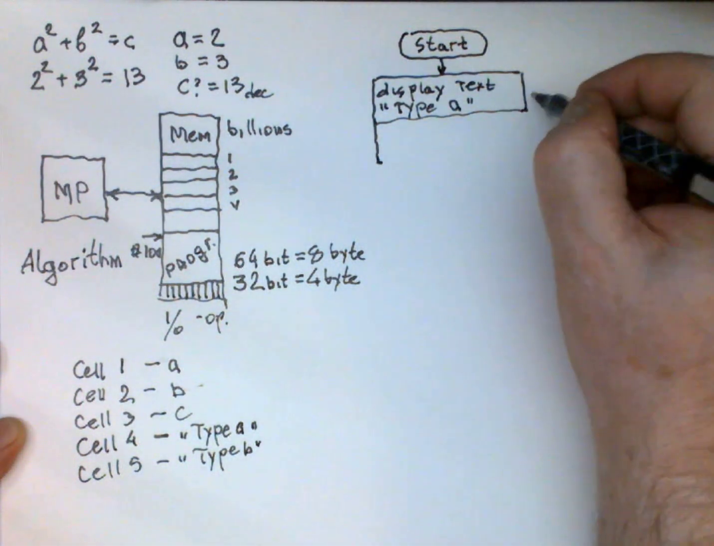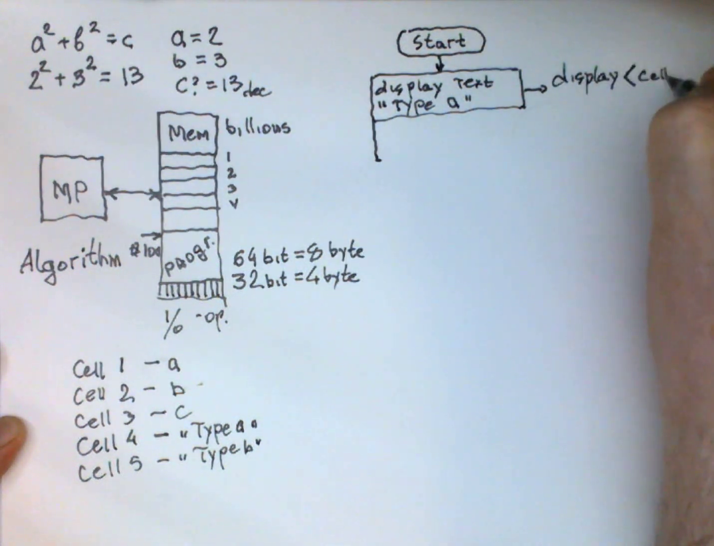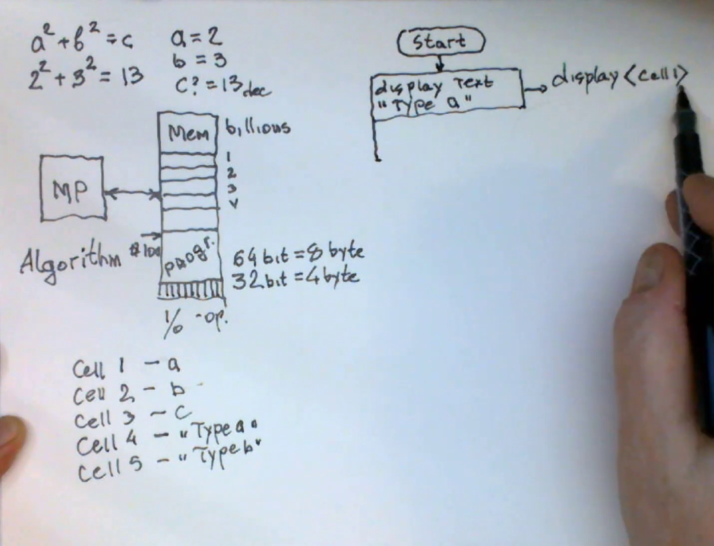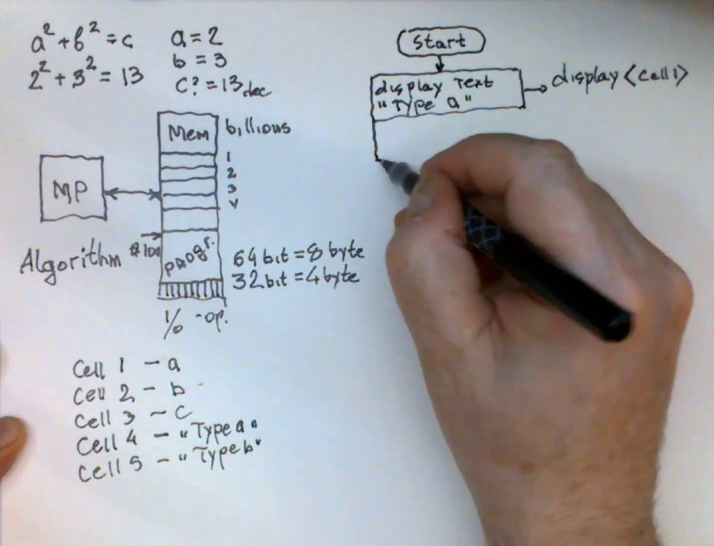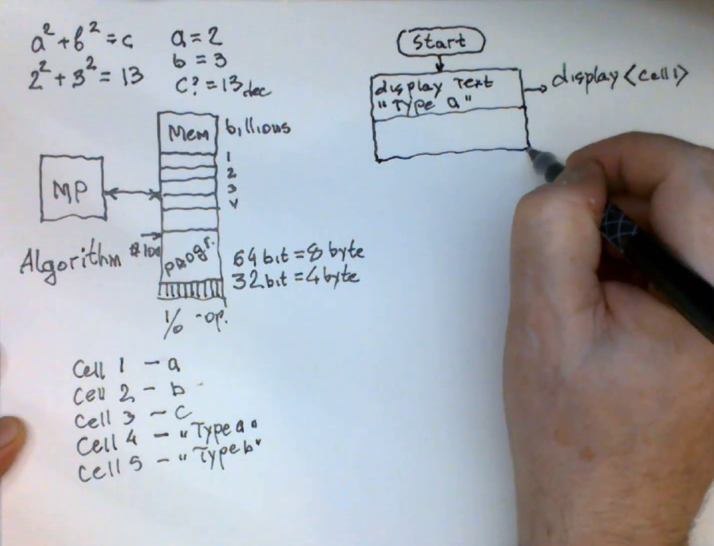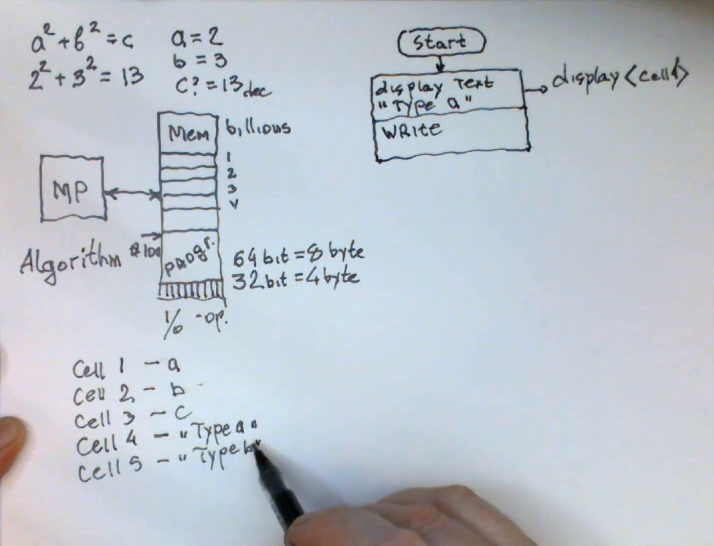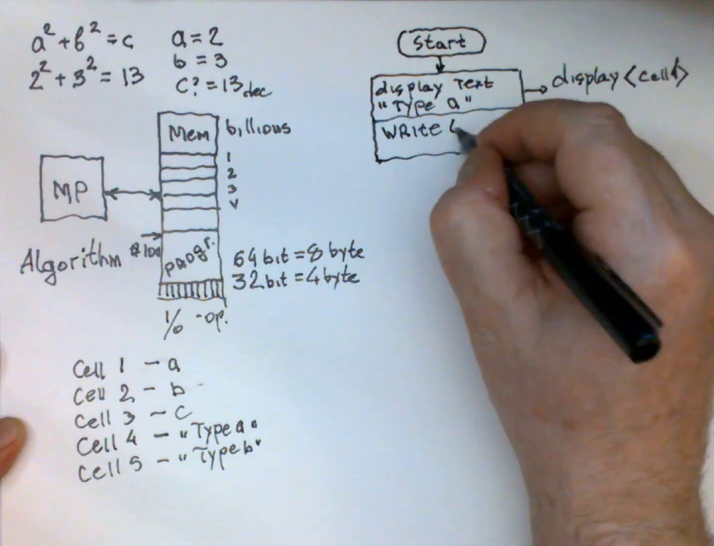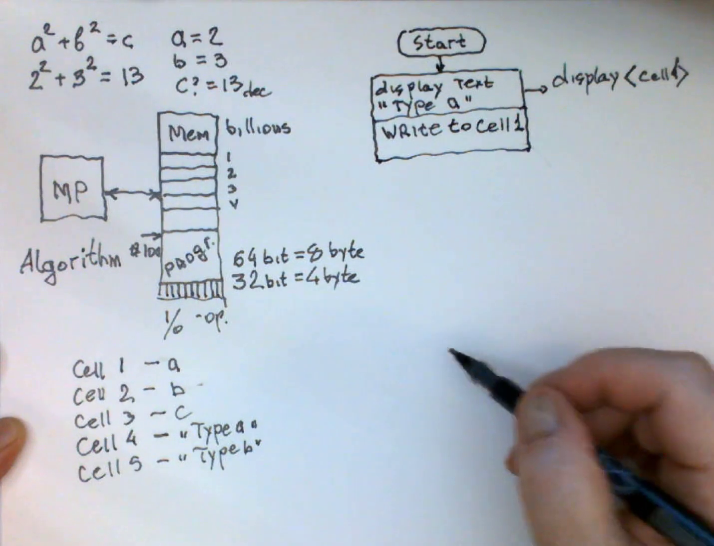Okay, display text type A. So actually we need to put the command display cell 1. The brackets mean that this will be the content of this cell. But in this action I will put not cell 1, but display cell 4, because only in cell 4 is this information, type A. Write to cell 1. That will be A written to cell 1.